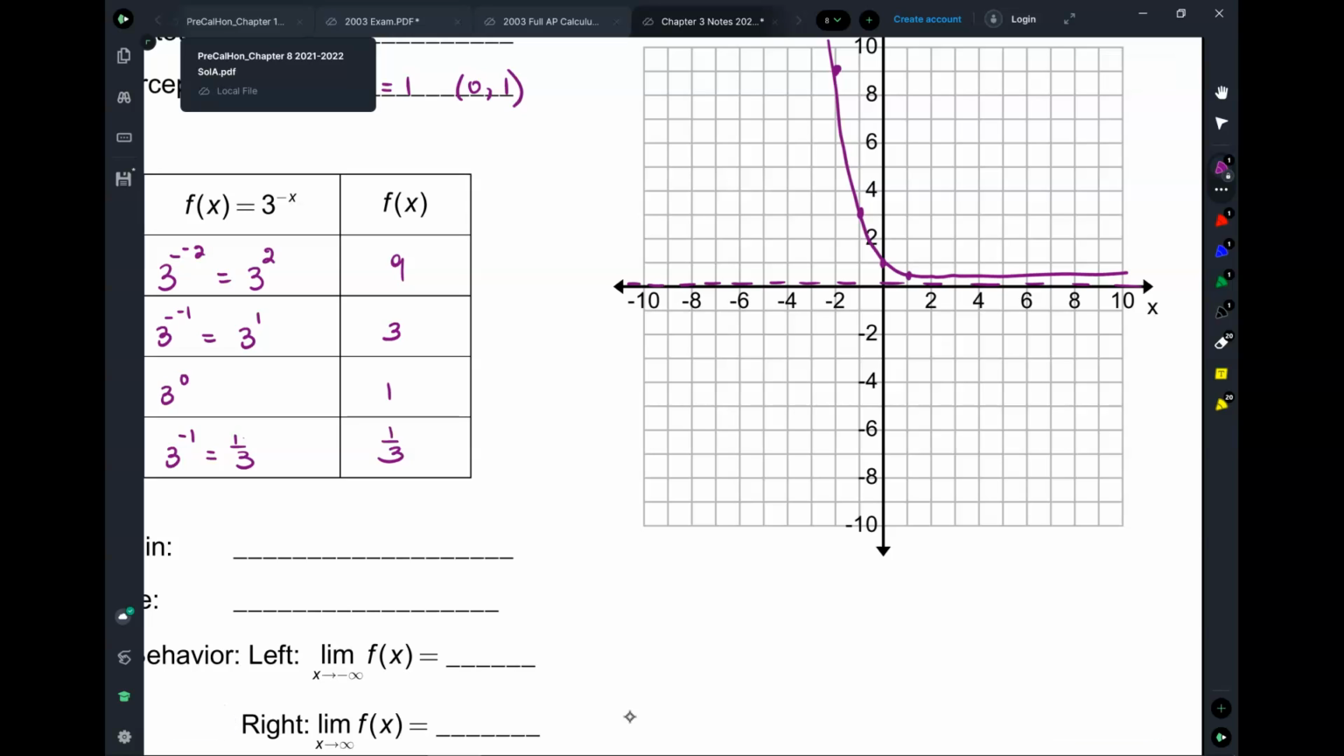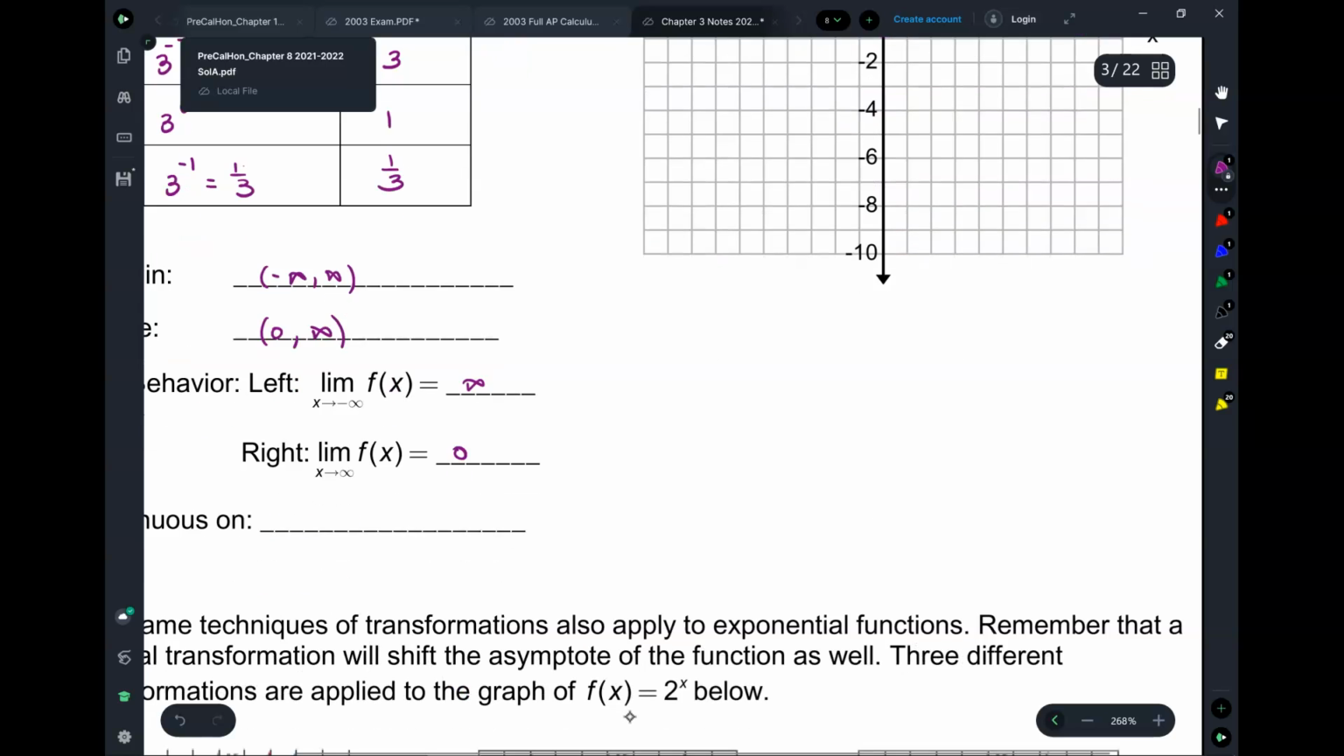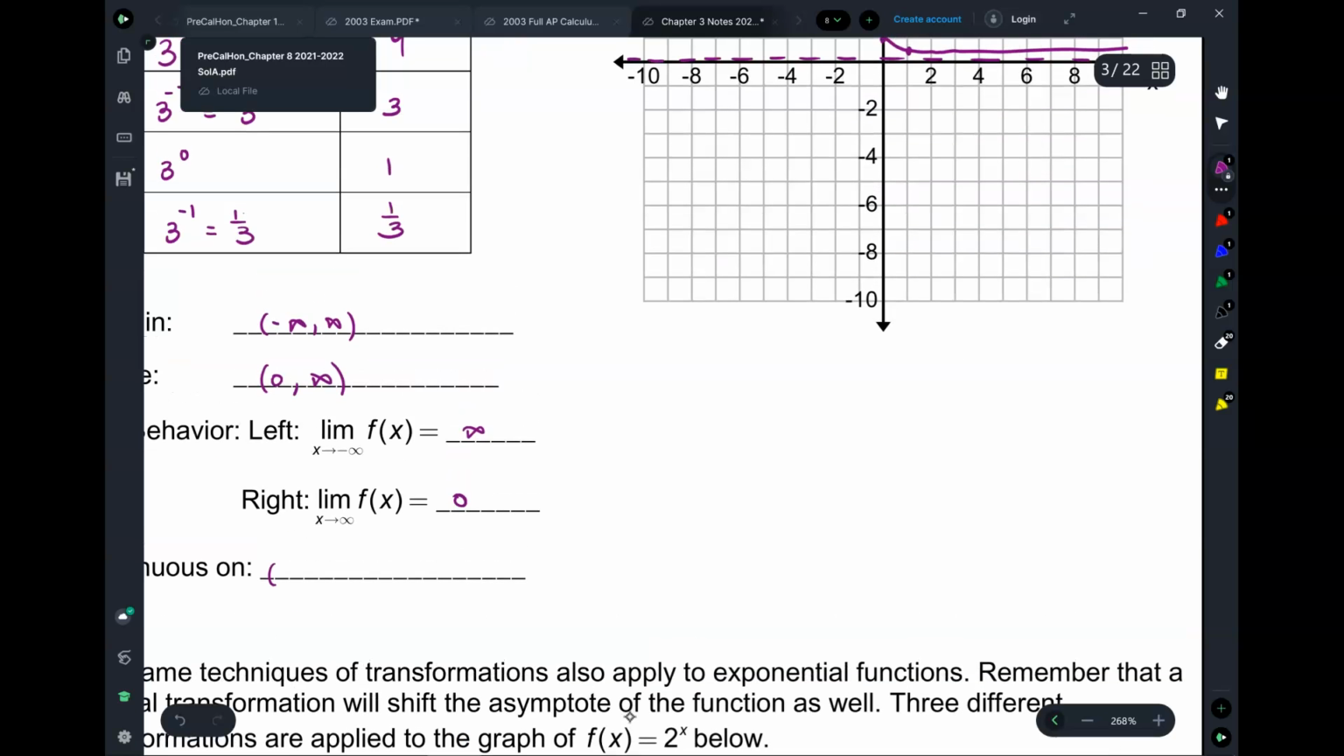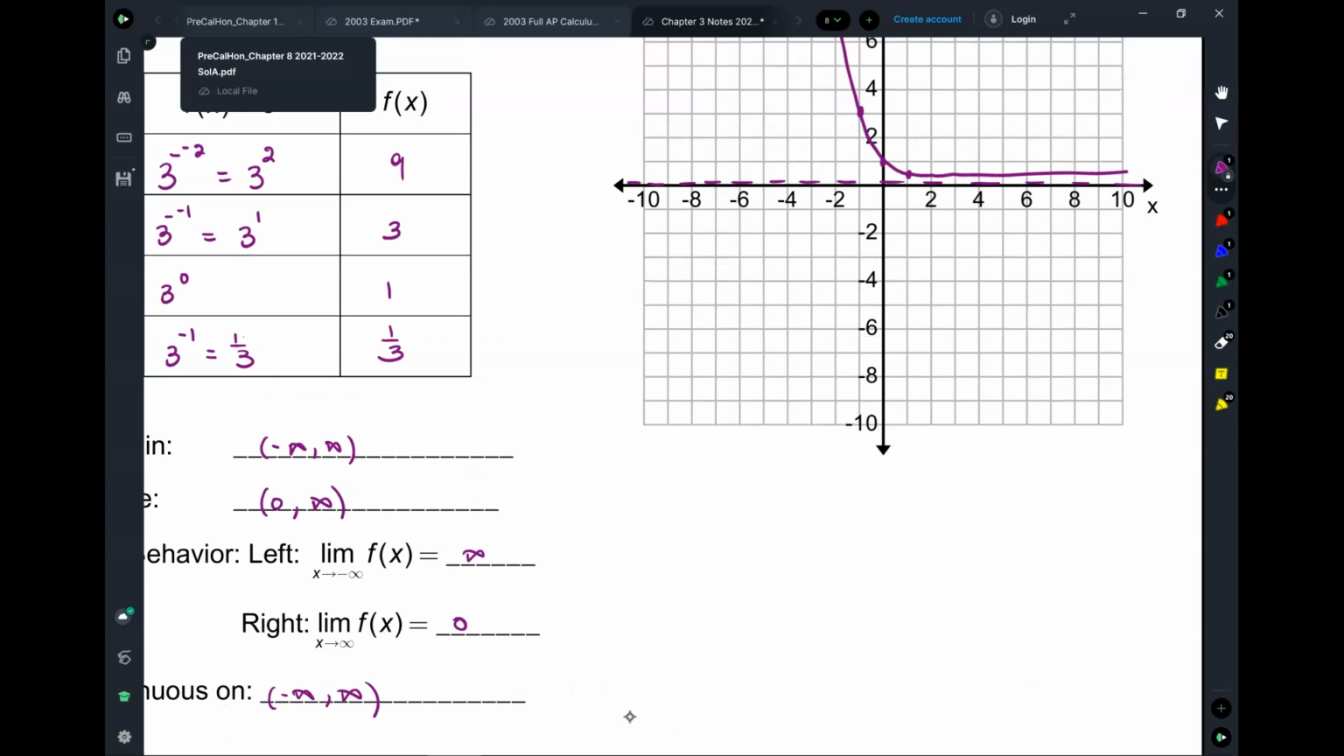Domain. All real numbers. Range. It sits above the asymptote. So it starts at the asymptote and goes up. Okay. What's the end behavior as x approaches negative infinity? Positive infinity. And on the other side, 0. Where is it continuous? Everywhere. All right. So far so good, right? Okay.